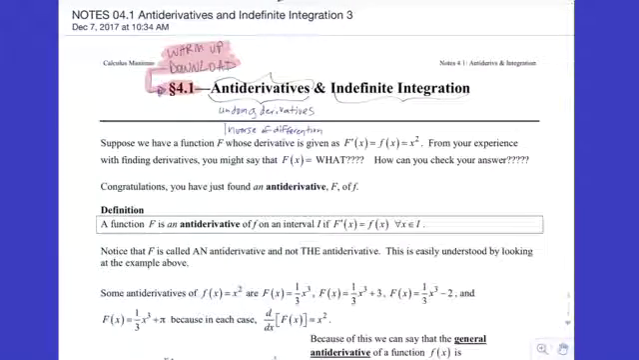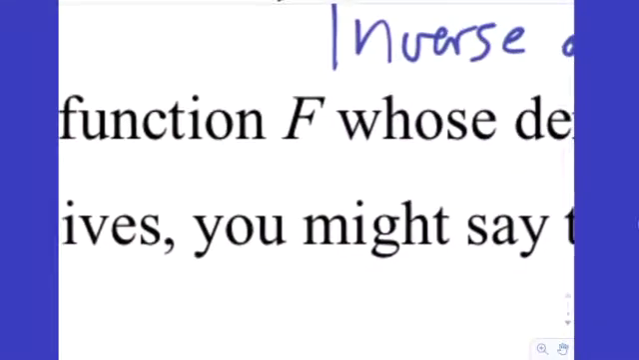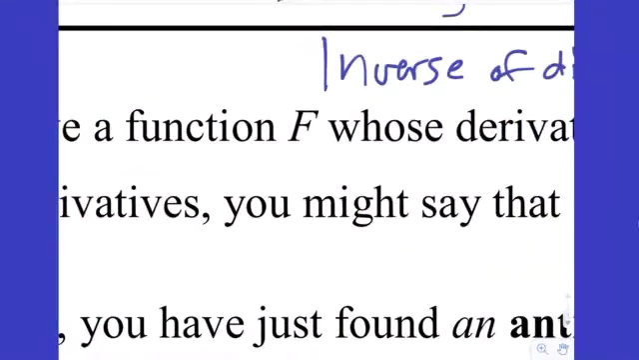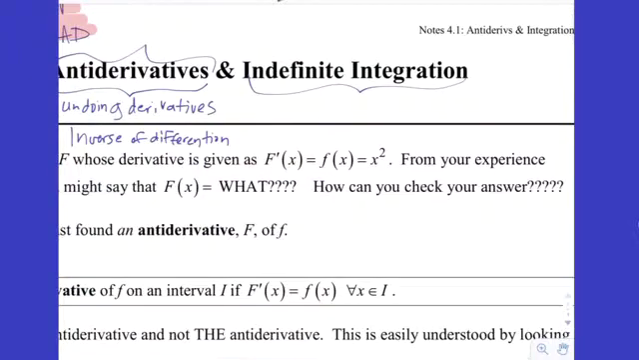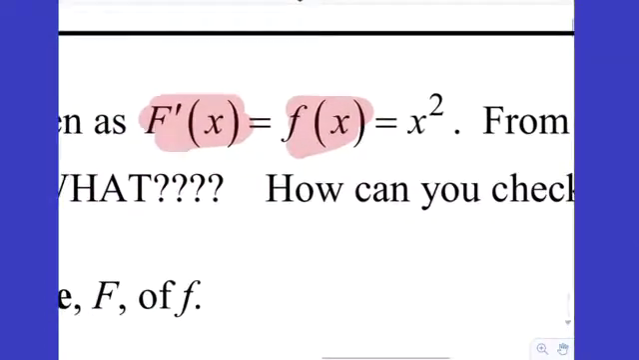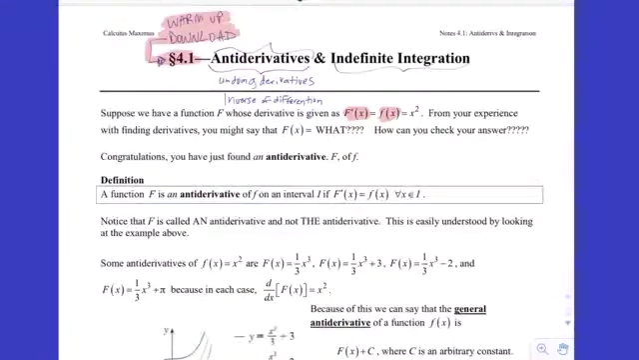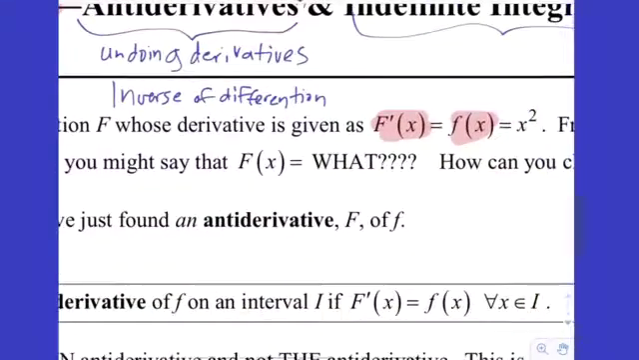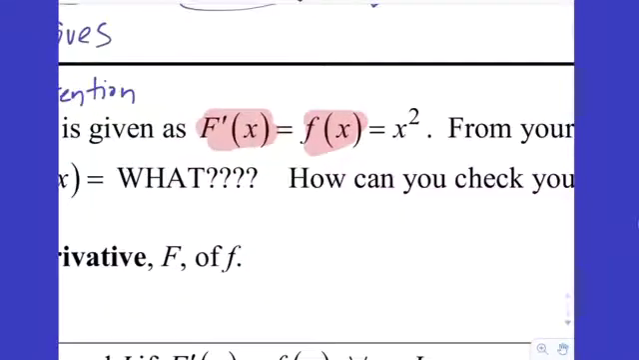So let's go ahead and jump in here and read what it says. It says, suppose we have a function, big F, like Big Frank, not little f, whose derivative is given by the following. Big F prime is called little f, and it equals x squared. From your experience with finding derivatives, what might you say big F of x is? Or what was big F originally?